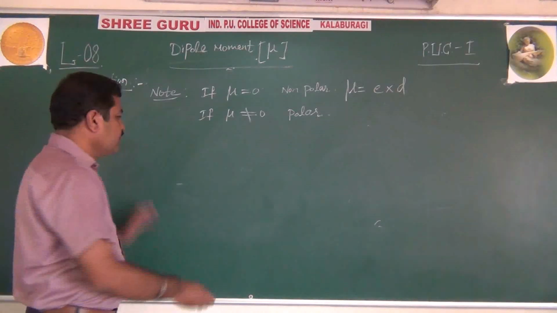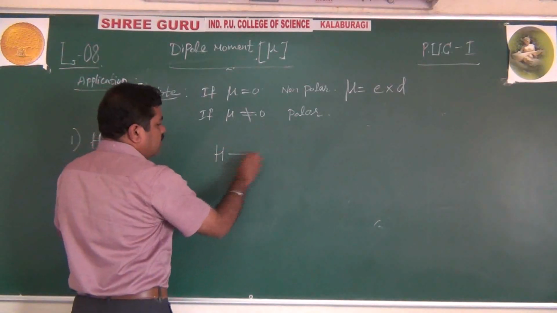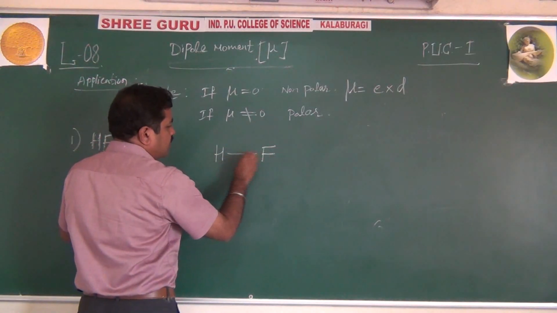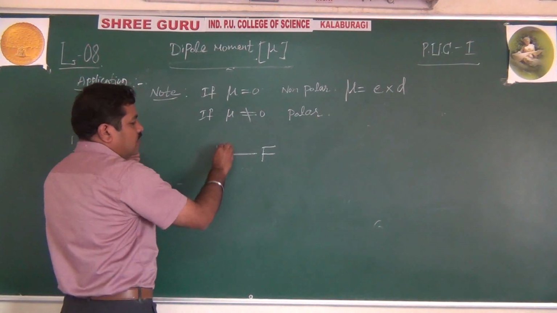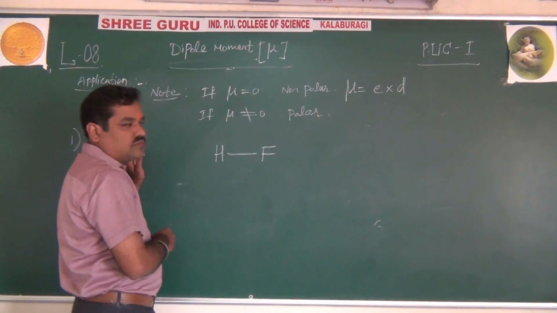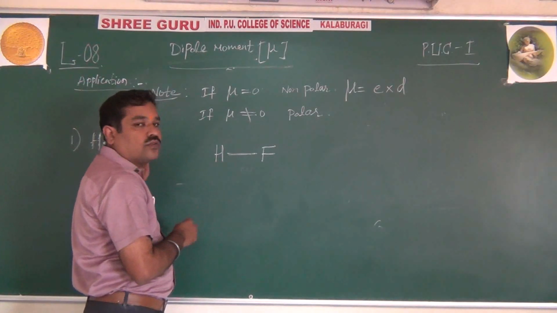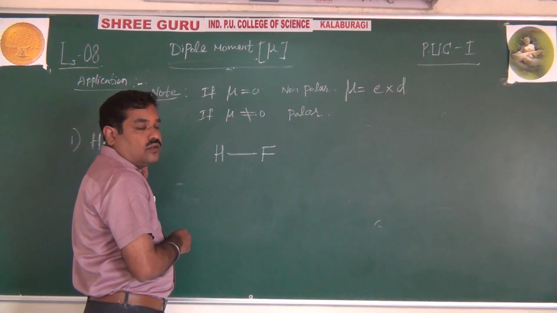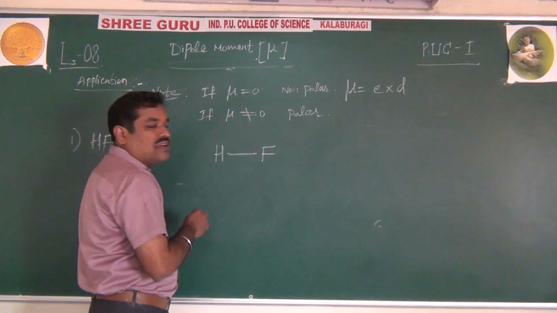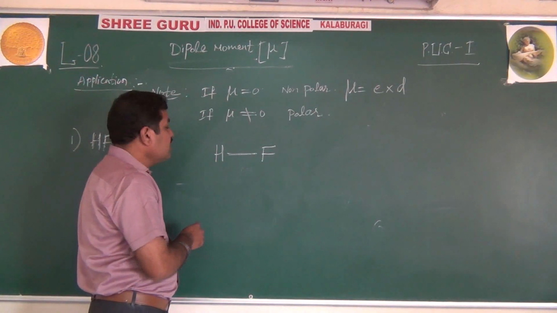See here. Hydrogen and fluorine, you know that they are under one single covalent bond, right? Out of this hydrogen and fluorine, which is more electronegative? Fluorine is the most electronegative element of the periodic table, that you know. Hydrogen is less.